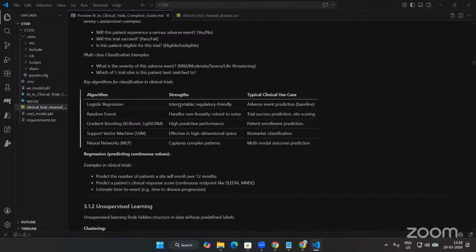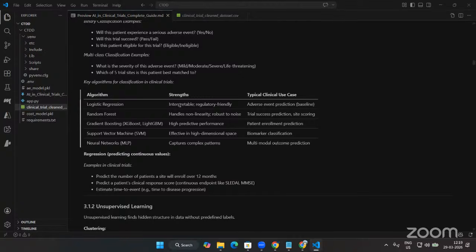Random forest handles non-linearity and is robust to noise. Trial success prediction and site scoring can be done with the help of random forest.